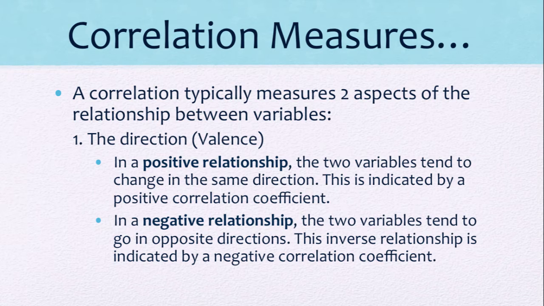A correlation typically measures two aspects of the relationship between variables, the first being the direction. In a positive relationship, the two variables tend to change in the same direction, and this is indicated by a positive correlation coefficient. In a negative relationship, the two variables tend to go in opposite directions. This inverse relationship is indicated by a negative correlation coefficient.